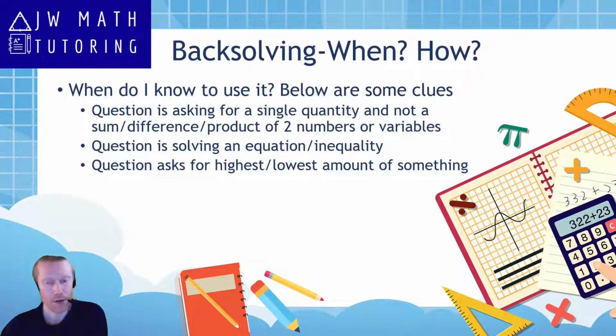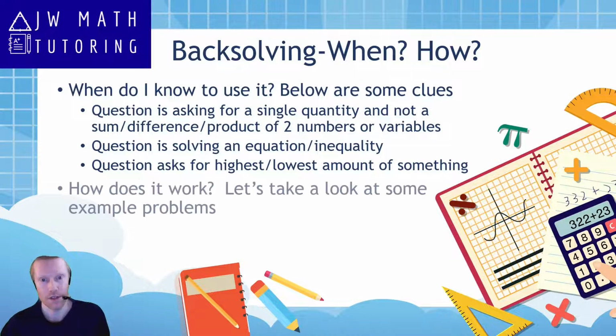Another common problem type where you can use backsolving is when you have equations or inequalities, essentially with one variable that you're asked to solve. And then another problem where backsolving can sometimes be useful is when you have something asking for the highest or lowest amount, maximum or minimum amount of some specific quantity. Now, how exactly does it work? So let's go ahead and take a look at some example problems and we'll see how you can use the answer choices to work these problems sort of backwards and get the correct answer.